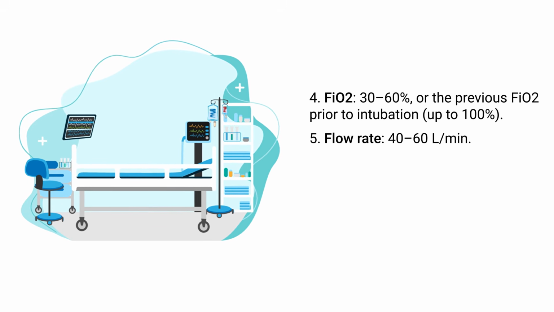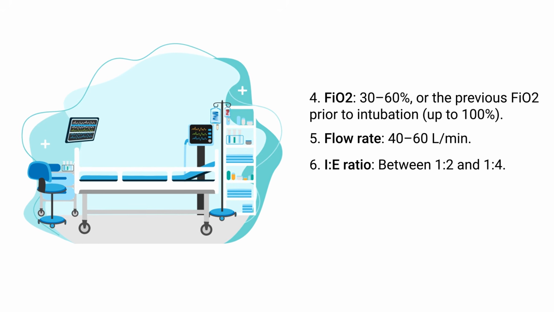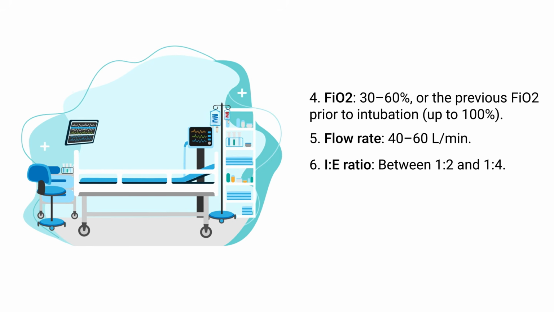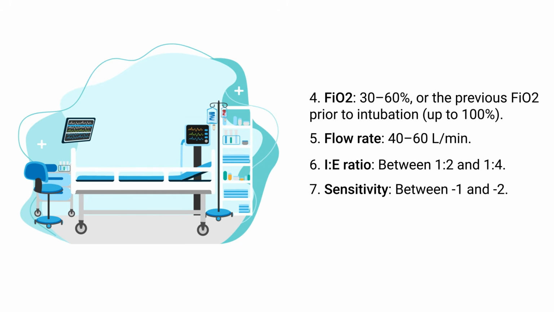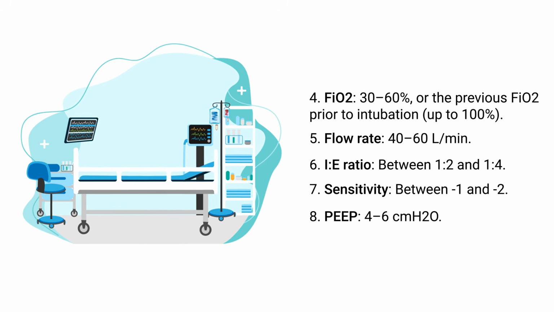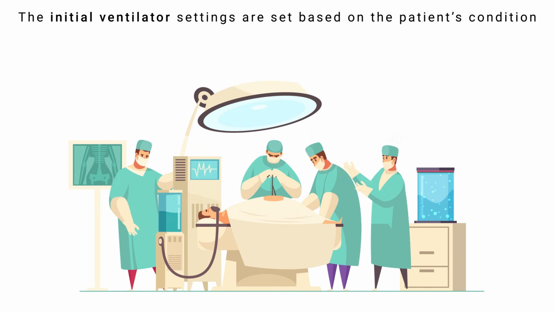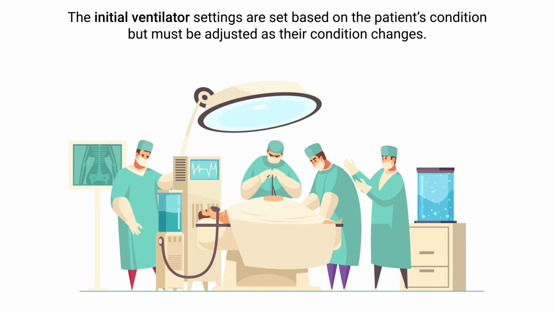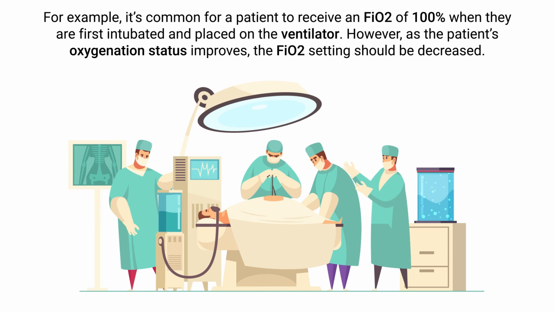The initial flow rate should be set between 40 to 60 liters per minute. The initial IE ratio should be set between 1 to 2 and 1 to 4. The initial sensitivity should be set between -1 and -2. And the initial PEEP should be set between 4 to 6 centimeters of water pressure. The initial ventilator settings are set based on the patient's condition, but must be adjusted as their condition changes. For example, it's common for a patient to see an FiO2 of 100% when they are first intubated and placed on the ventilator.